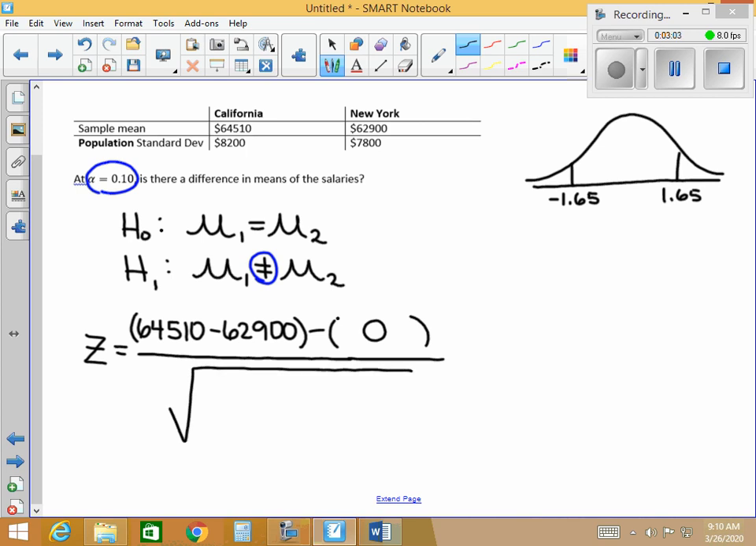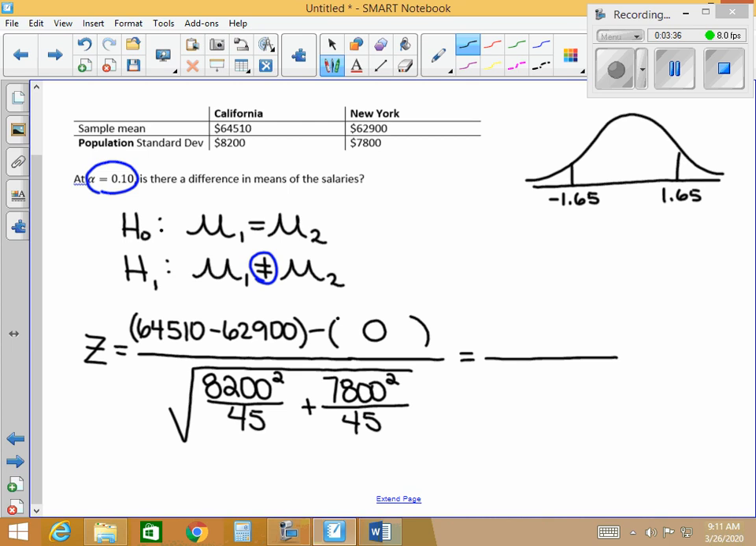Since we're dealing with population standard deviations, those two were 8,200 and 7,800. Those are squared. This is from the formula in the last video. It's also on your note card, which I can't show you. I could only show you what's on my computer screen. I can't put the overhead on these videos. Both sample sizes were 45. The sample sizes don't have to be the same. In some of the problems they are, in some they're not.